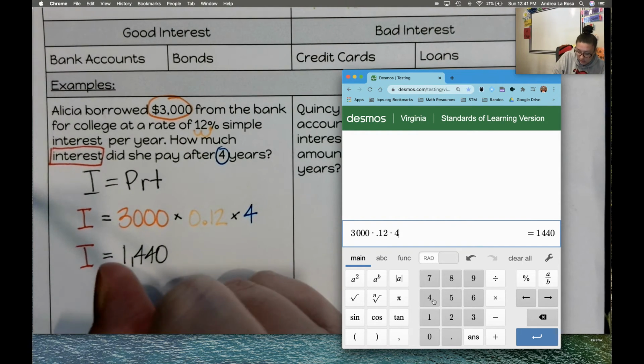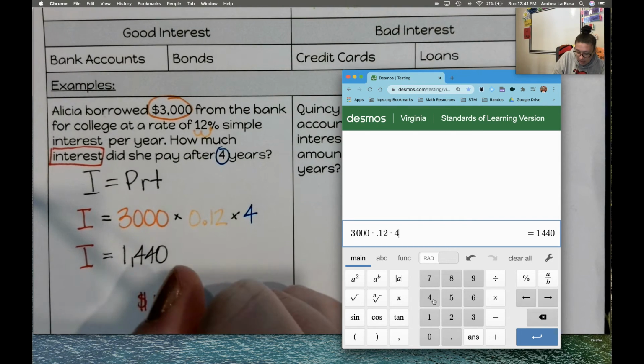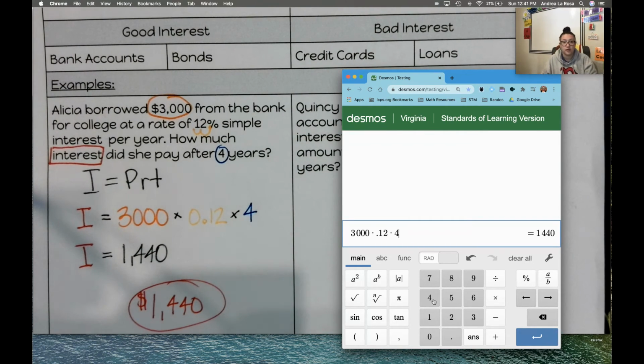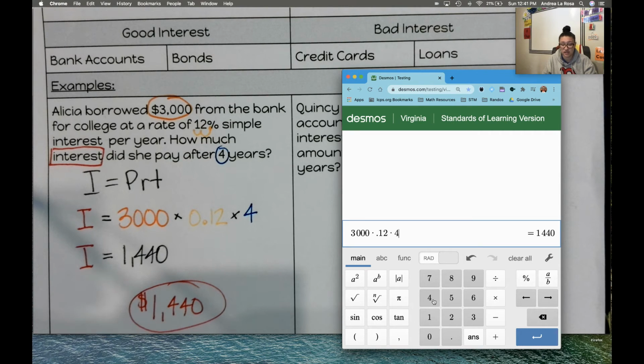So that means that she's going to pay an extra $1,440 for that loan. That's not the total amount. That's just the extra, just the interest that she's going to pay. If I wanted to find the total, I would have to take that interest and add it to my principal, that $3,000. But that's not what it's asking here. Always want to make sure that we're answering what they're asking.